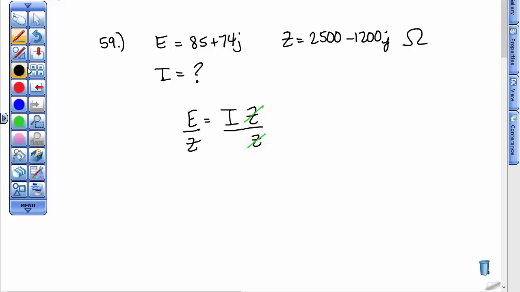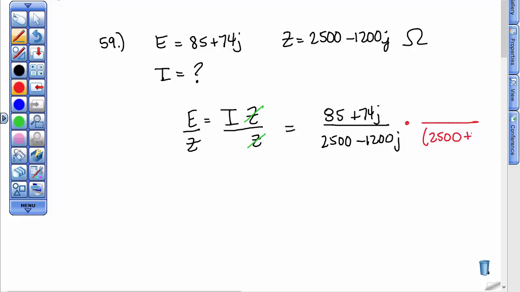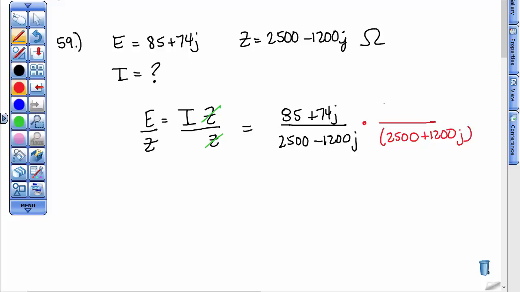So what I need to do in this problem to find I is to take the voltage of 85 plus 74J volts and divide it by the impedance of 2500 minus 1200J ohms. But in doing that, I'm going to multiply by the conjugate of the denominator, so that would be 2500 plus the 1200J. And I'm going to have to get my calculator out to do this. These numbers are a little large. But let's go ahead and keep rolling.